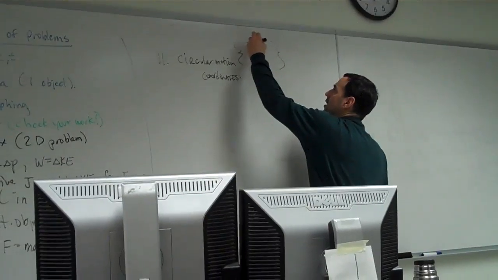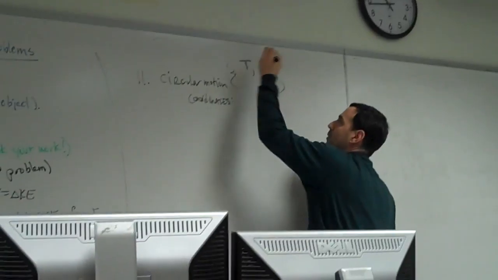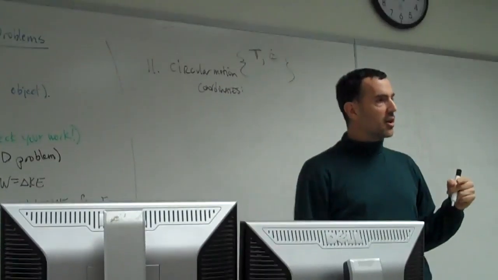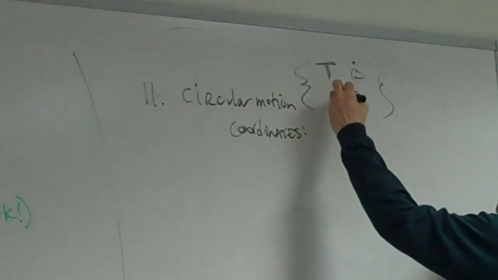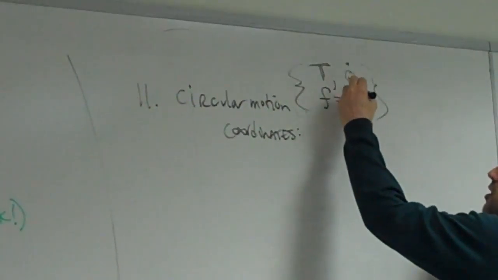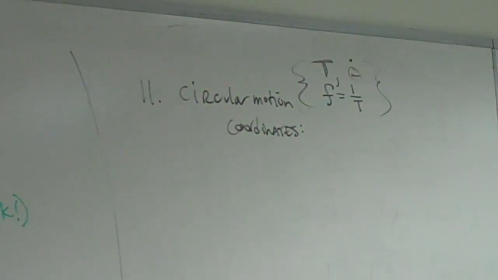So you should be a little familiar with the idea of period, with theta dot, which is how rapidly the angle is changing, and frequency, which is just 1 over the period. Frequency would be cycles per second. Period would be seconds per cycle. So that's just a little background for circular motion.